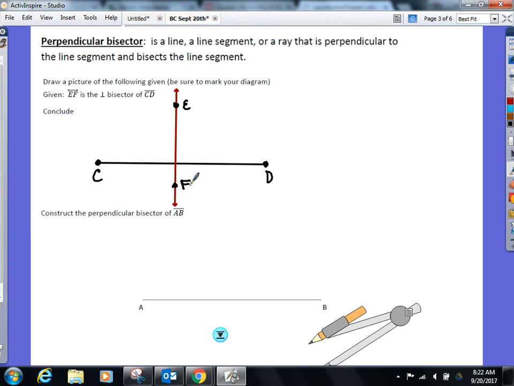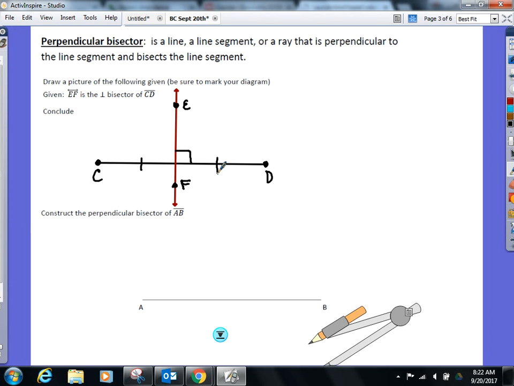You could have put, hey, a lot of you guys put F there, that's fine, but make sure it's a line. Keep it going. A lot of you just gave me a ray. All right, keep it going. What markings did you put on for that it's perpendicular? Right angle symbol somewhere. What markings did you put on that it's also a bisector? That's what your diagram should look like. It's a perpendicular bisector. Do we see that?